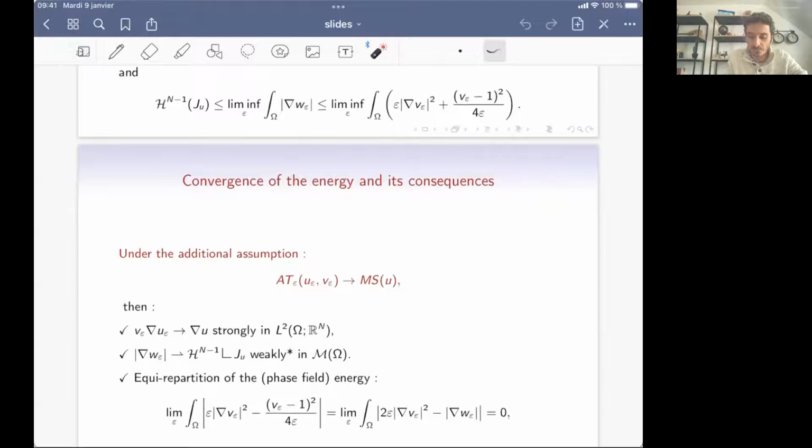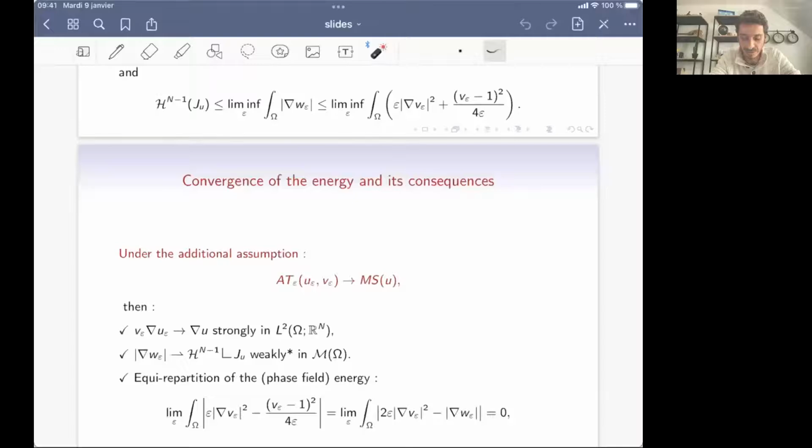And you can also relate this equipartition of the energy to this function, the modulus of grad w epsilon, which is important because it is actually this term which will make the jump set appear. And still in L1 distance, the L1 distance between this term and twice the first part of the phase field energy tends to zero. So this is the equipartition of the energy.